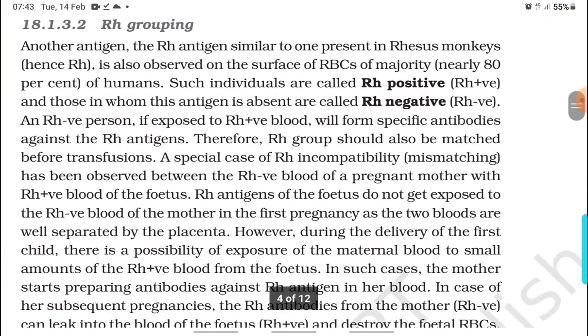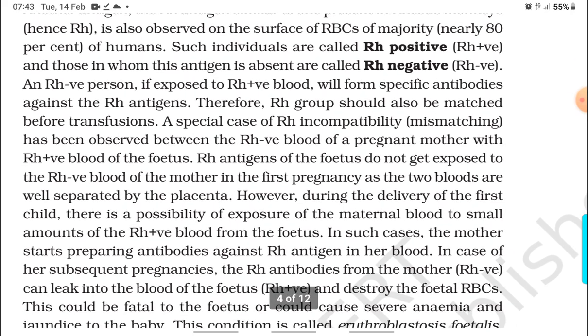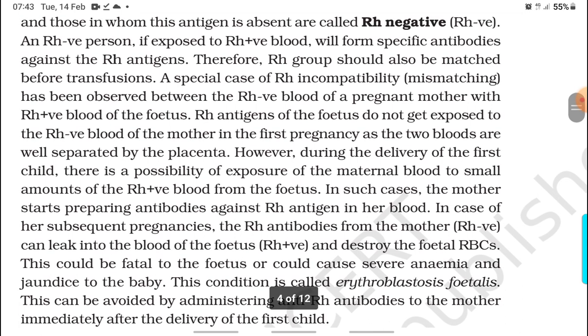Rh grouping. Another antigen, the Rh antigen, similar to one present in the rhesus monkey, is also observed on the surface of RBCs of a majority, nearly 80%, of humans. Such individuals are called Rh positive, and those in whom the antigen is absent are called Rh negative. An Rh negative person, if exposed to Rh positive blood, will form specific antibodies against the Rh antigens. Therefore, Rh group should be matched before transfusions.